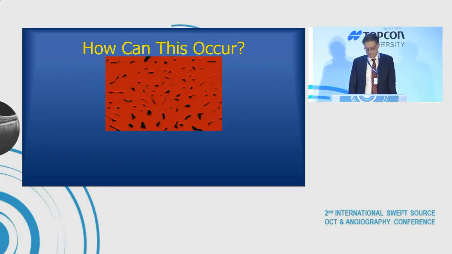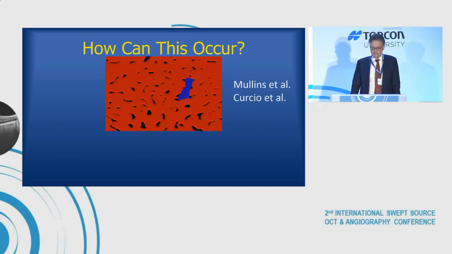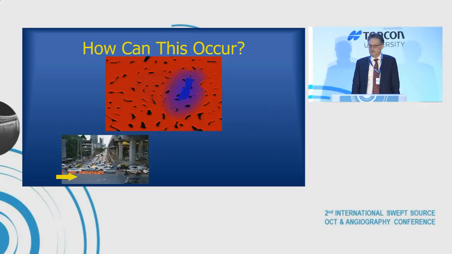Well, how can this occur? A paper by Rob Mullins, and also Christine Curcio and I on a different paper, showed that choriocapillaris segment occlusions are fairly common. But you could expect that that would decrease the flow around that, much the same way that if we block off traffic, it causes a bigger traffic jam than just where the traffic is occluded.